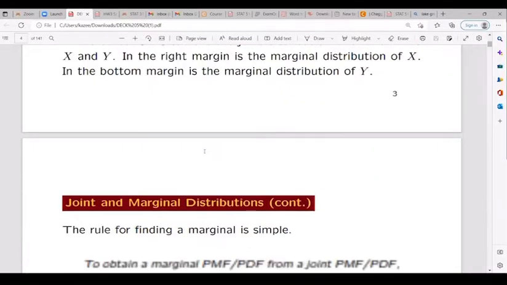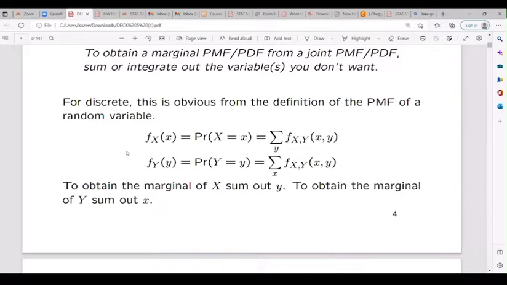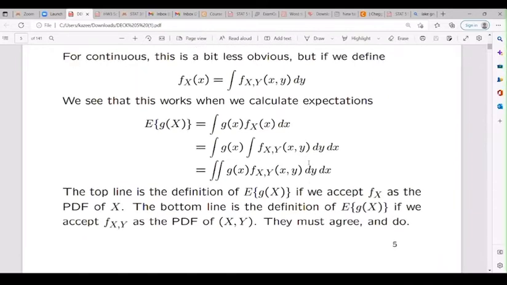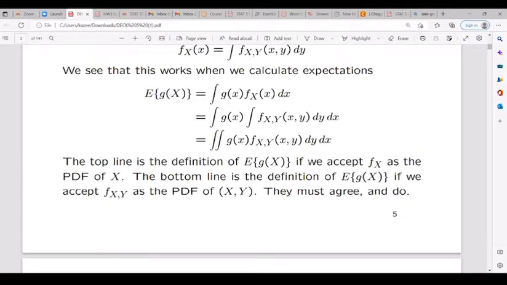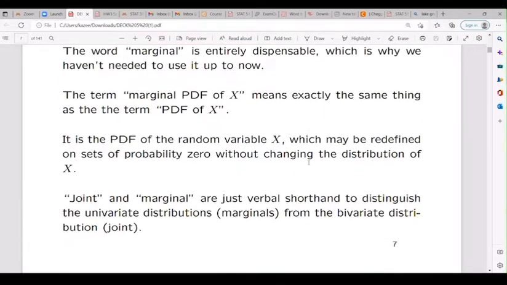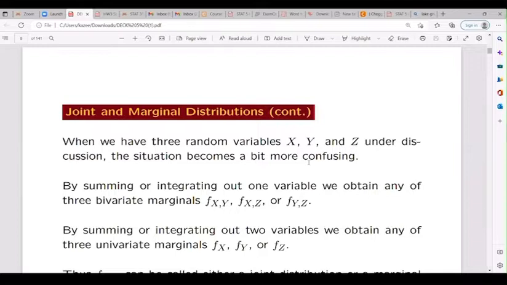I've walked you through this the other time, and I've also shown you that to get f of x, you sum the f of x, y over the range of y, and to get f of y, you sum the f of x, y over the range of x. And when x and y are continuous, instead of summing, you use the integral sign. I also talked about the conditional function.